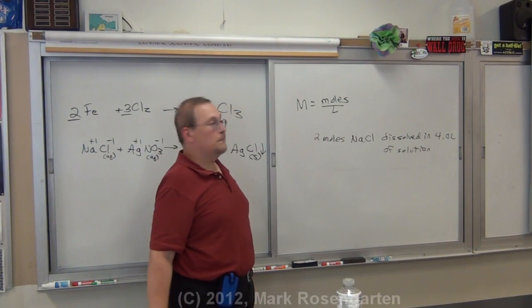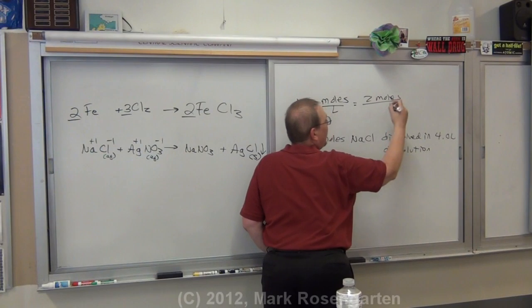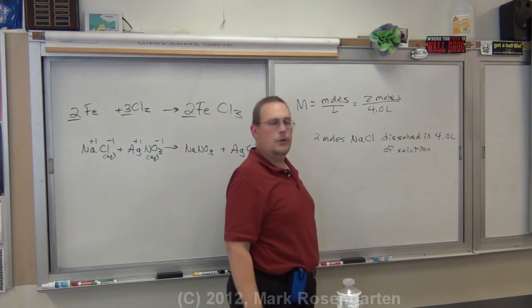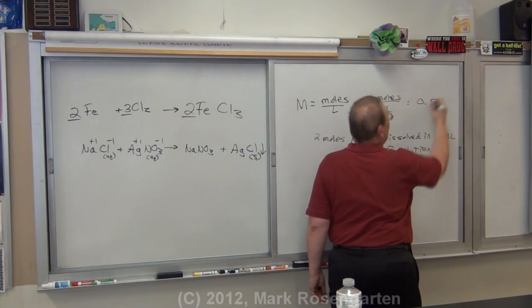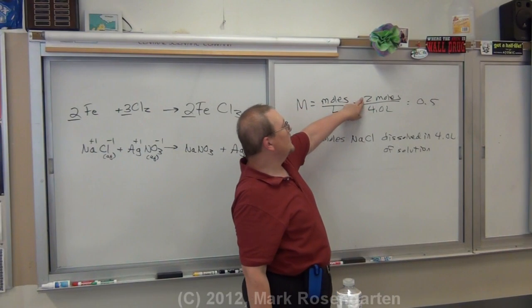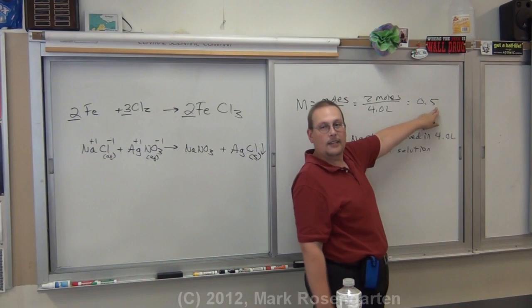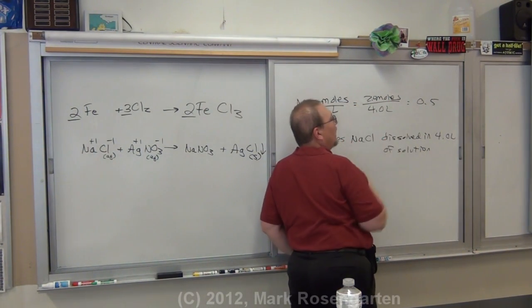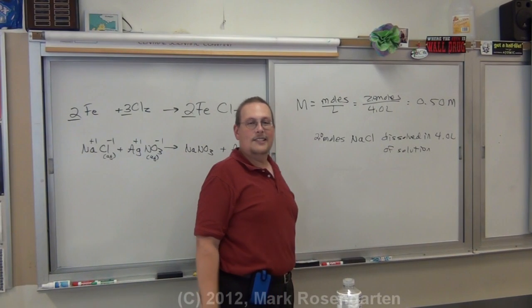Then all you got to do is plug and chug. We've got 2 moles divided by 4.0 liters of solution. What's 2 divided by 4? Half, or 0.5. And because there's only 1 sig fig in the top number and 2 sig figs in the bottom, we stay with our 1 sig fig. If this had been 2.0, then what would we round to? 0.50, right. Molar.